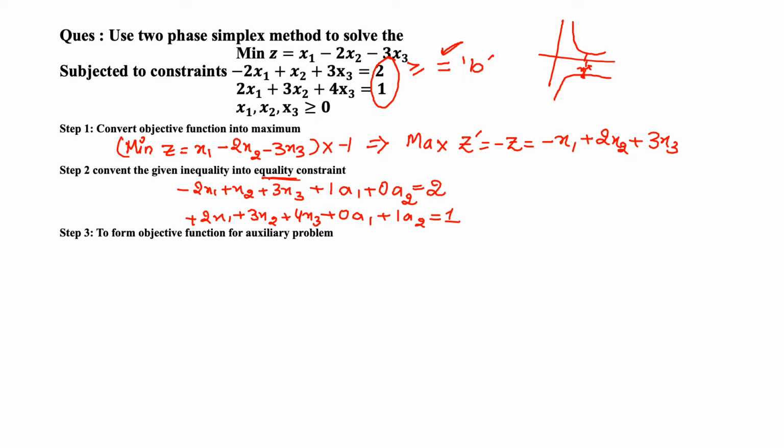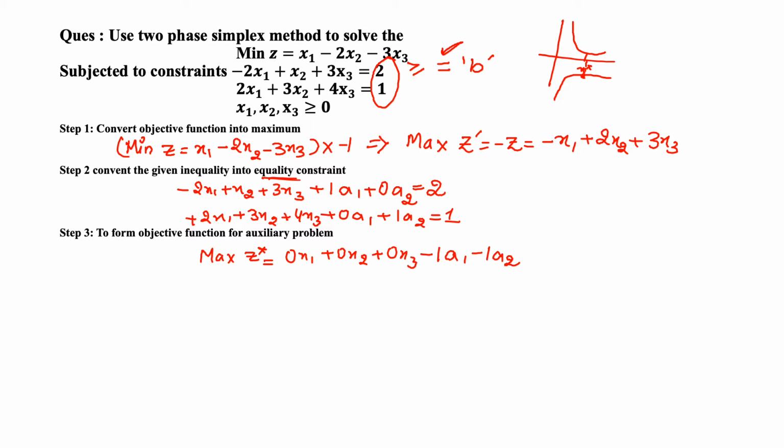Now the third step is to form the objective function of the auxiliary problem. We have seen that we convert all the decision variable coefficients to 0 and the artificial variable coefficients to -1. So my new objective function is z dash, which equals 0x1 and so on, with the coefficients of the decision variables as 0 and the coefficients of the artificial variables as -1. That's my new auxiliary problem.